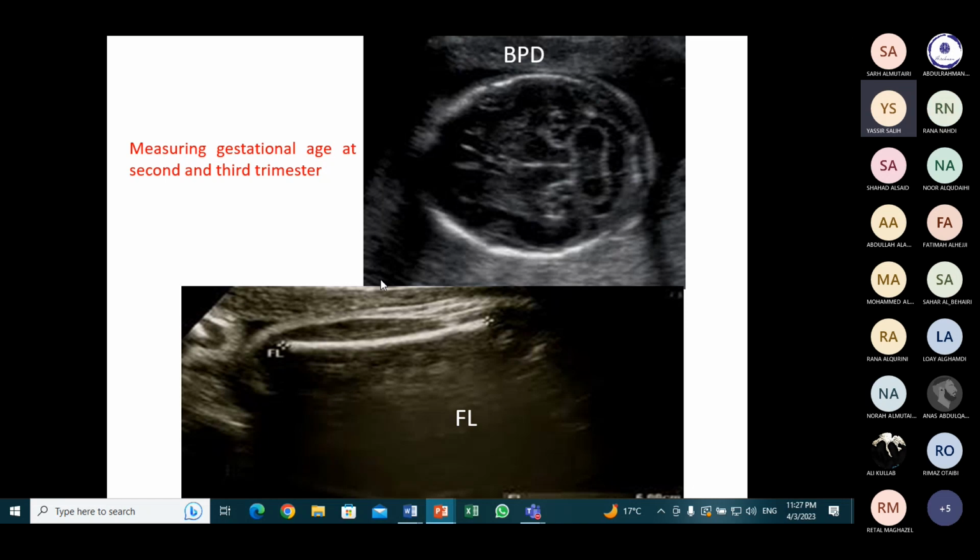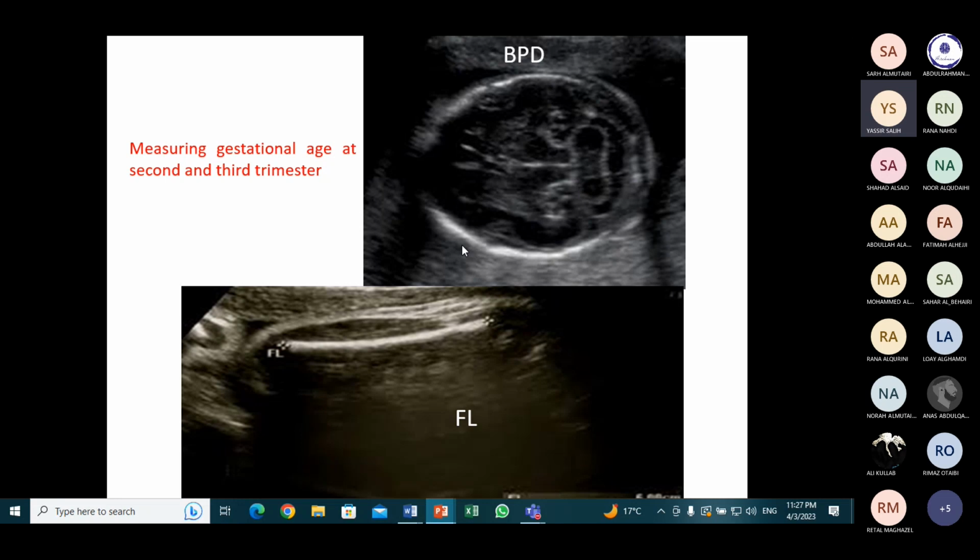You can assess the gestational age, especially in the second and third trimester, or in the late one, by the femur length. So this is the femur of the fetus. You can also measure the full length of the femur, and the machine calculates this and gives the measurement in weeks. It tells you that this is 34 weeks gestational age. Note that this is used only in the second and third trimester.